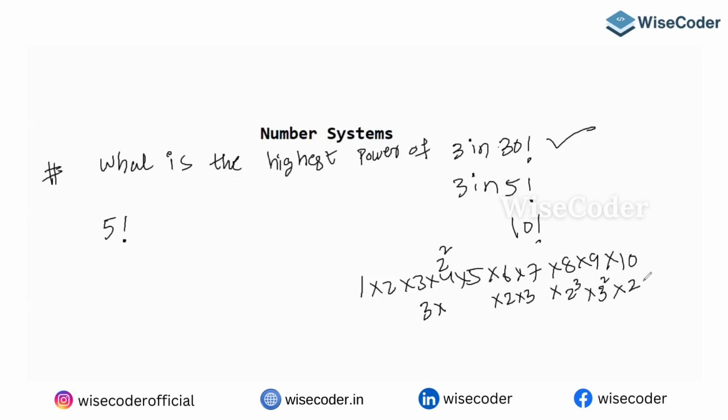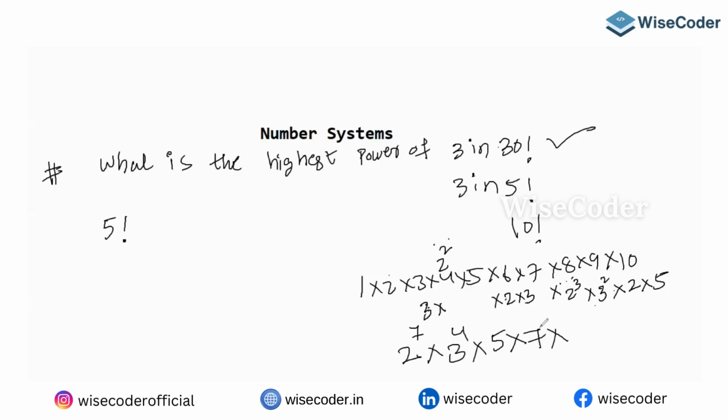This you can write as 2 into 5. So 2 power, how many 2's are there? 1 2 3 4 5 6 7. 3 power 1, because I am going to explain everything, that's why I am writing everything. 1 2 3 4, so 3 power 4. 5 only 1, 7 only 1. Any other numbers? No. So that's it.